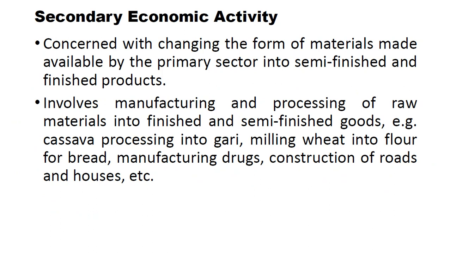So for instance, if you convert cassava into gari, you are doing processing. If you mill wheat into flour for bread making, you are doing manufacturing or secondary economic activity. Manufacturing is the construction of roads and houses. They are part of the secondary economic activity. So secondary economic activity is concerned with transforming raw materials into finished and semi-finished products, processing and manufacturing.